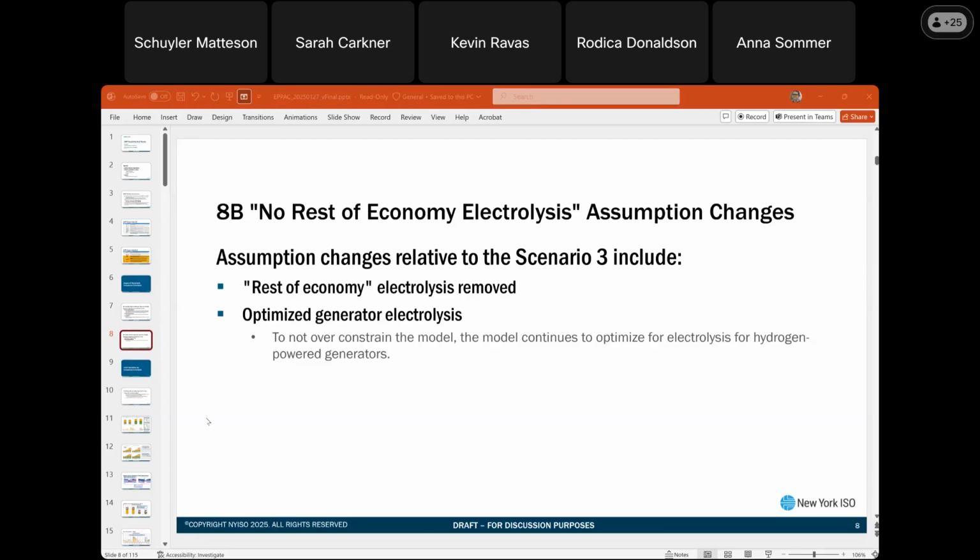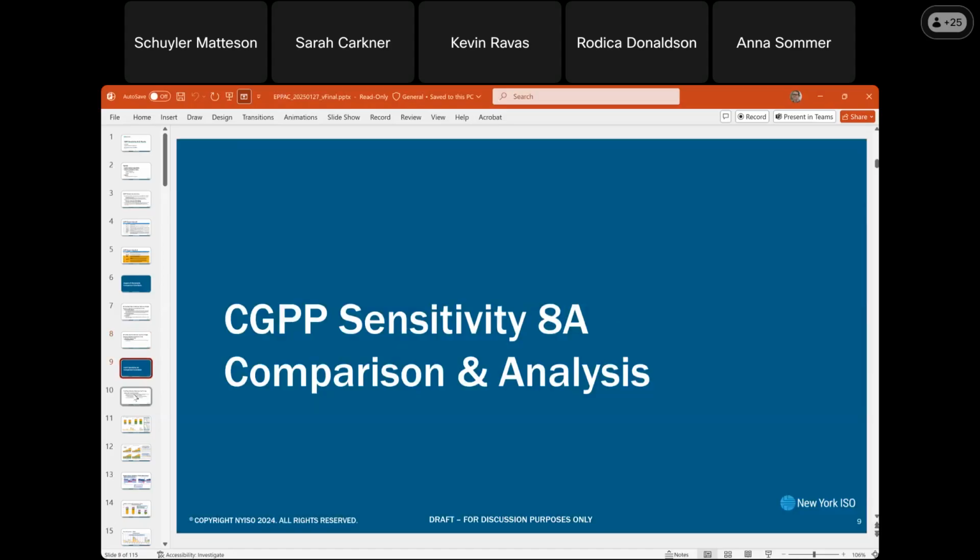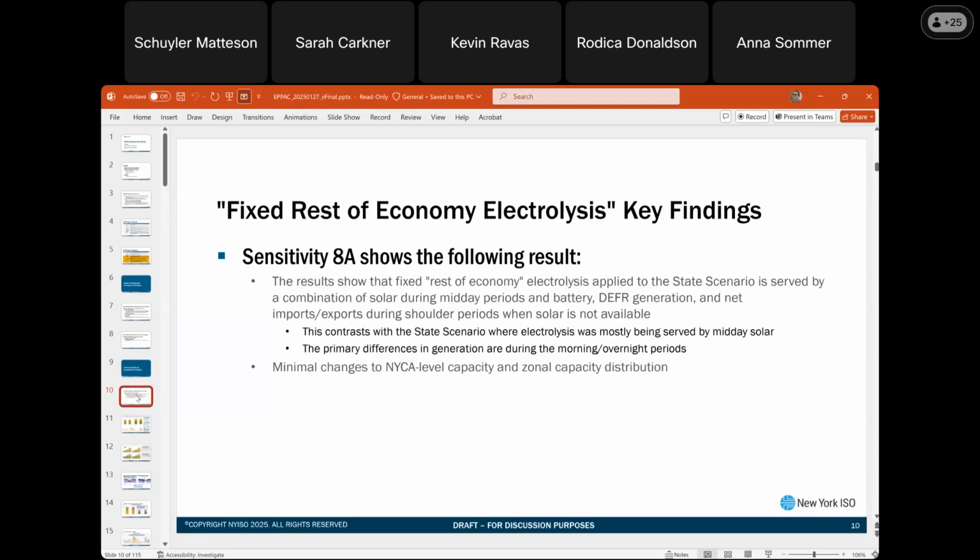All right, hearing none. So let's get into the results here. For sensitivity 8A, this is the fixed rest of economy sensitivity. The results are showing that with that demand being fixed and applied to the state scenario, we see that it is being served by a combination of solar during midday periods, as well as battery defer generation and net imports and exports during shoulder periods when the solar is not available.